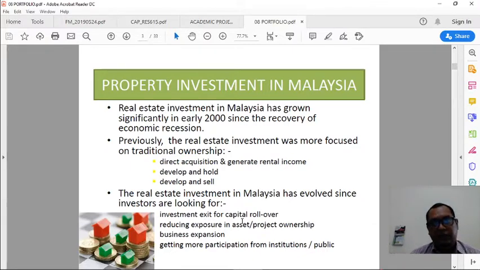People can invest in properties without having to fork out a lot of money like in the traditional sense, where we buy a 500,000 ringgit condominium in Ipoh, and then we rent it out for 2,000 ringgit per month. So we pay the bank 1,500 ringgit per month, so we can get 500 ringgit of profit.